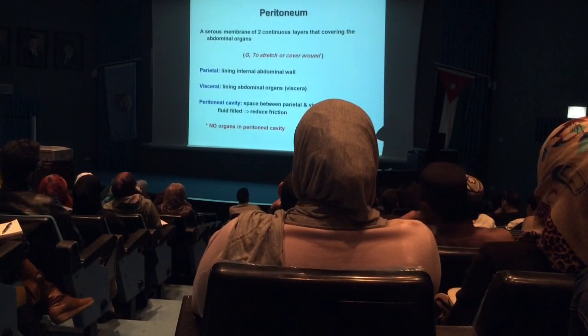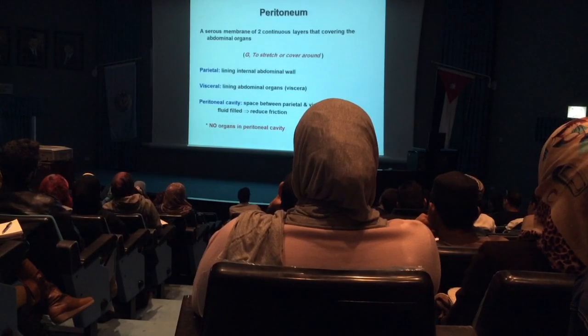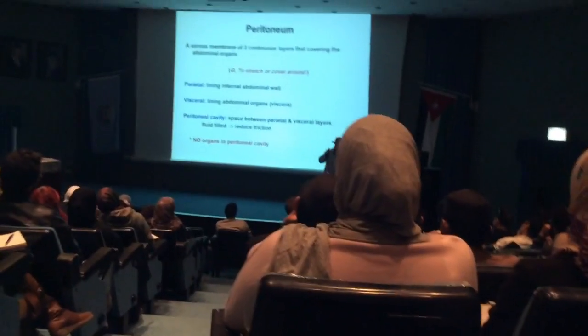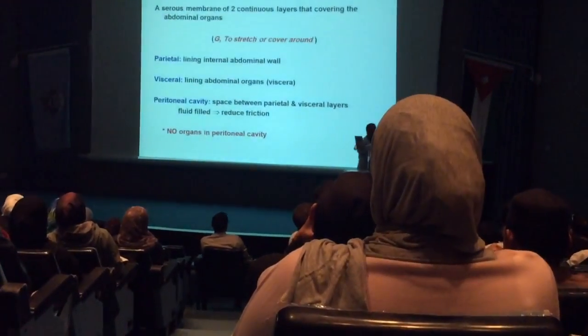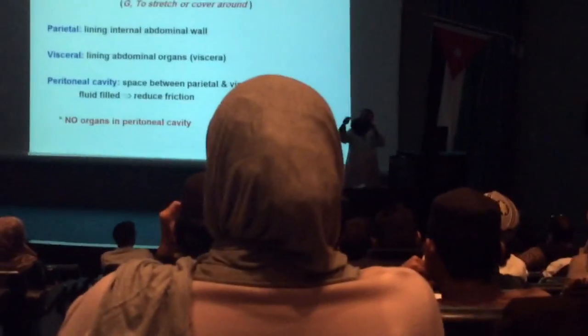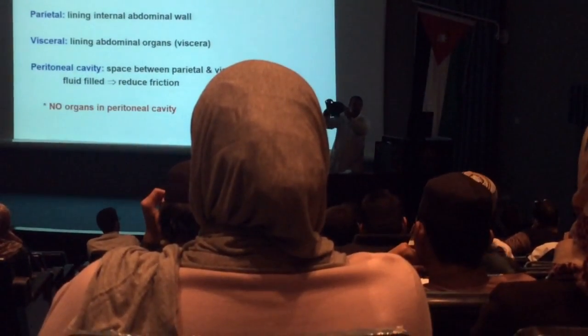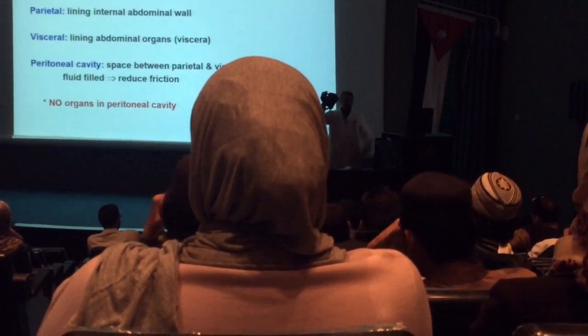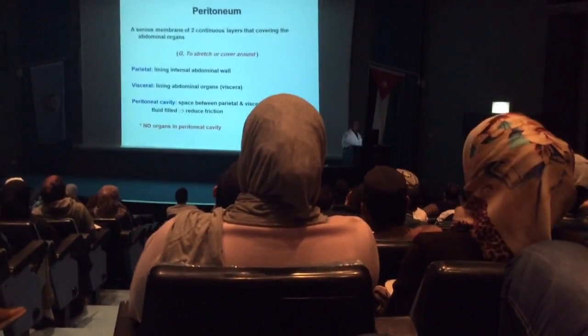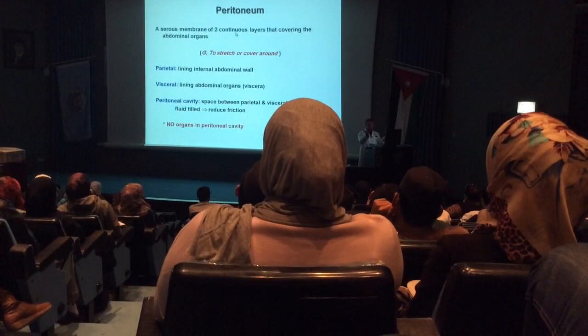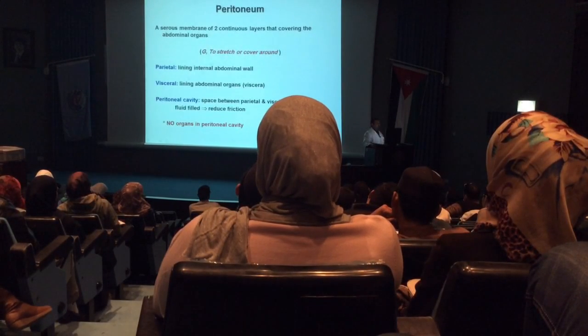The layer covering the viscera or the organ, we will call the visceral layer. The layer which is covering the wall, the parietal. Parietal means wall, okay? Actually, if you open the sac, they are the same, one layer, continuous with each other. So it's made up of two continuous layers of the same sac that cover the abdominal organ.